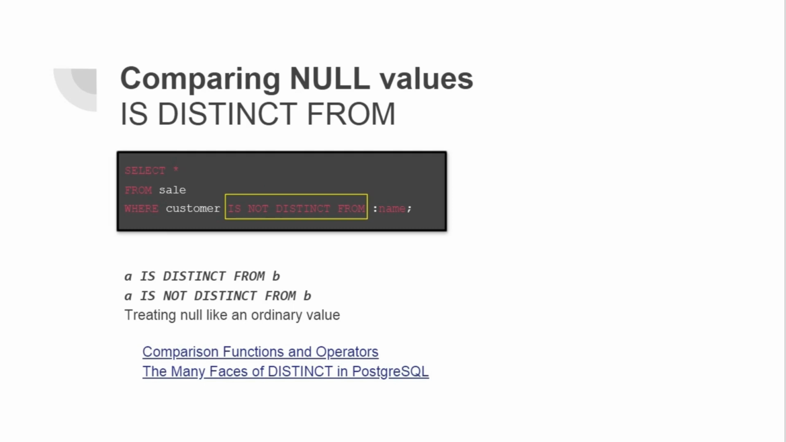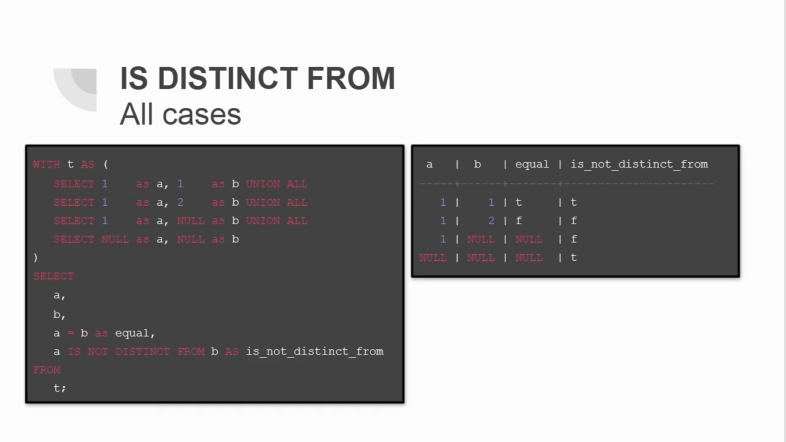So you might have caught it earlier, but is distinct from has two forms. The first is distinct from, and the other is the negative, is not distinct from, okay? We can use is not distinct from to compare null values like arbitrary, normal values. In this table, you can see all the possible values. So take a look at the table on the right, okay? We have two values, A and B, and then we compare the result of simple equality, and then is not distinct from, which is equivalent to equality, but it can handle null values, okay?